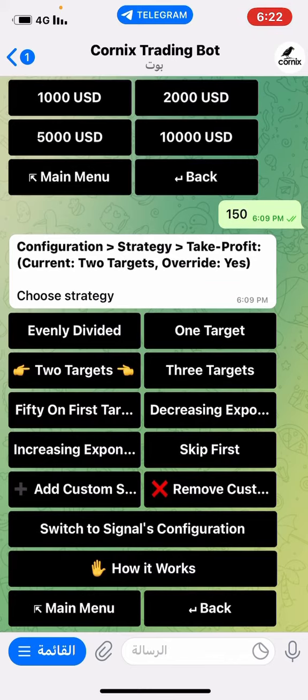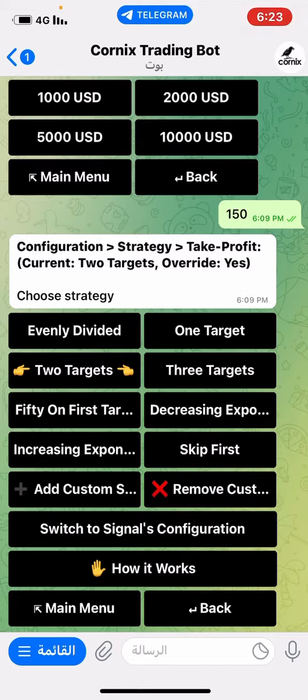If we want to activate this option, it will give us many goals. If we choose the first option, that is evenly divided, and the desired transaction has 5 goals, it will divide the transaction into 20% for each. The transaction will not be closed until you finish the 5 goals or press stop loss. This is for the people whose risk is at a high level.